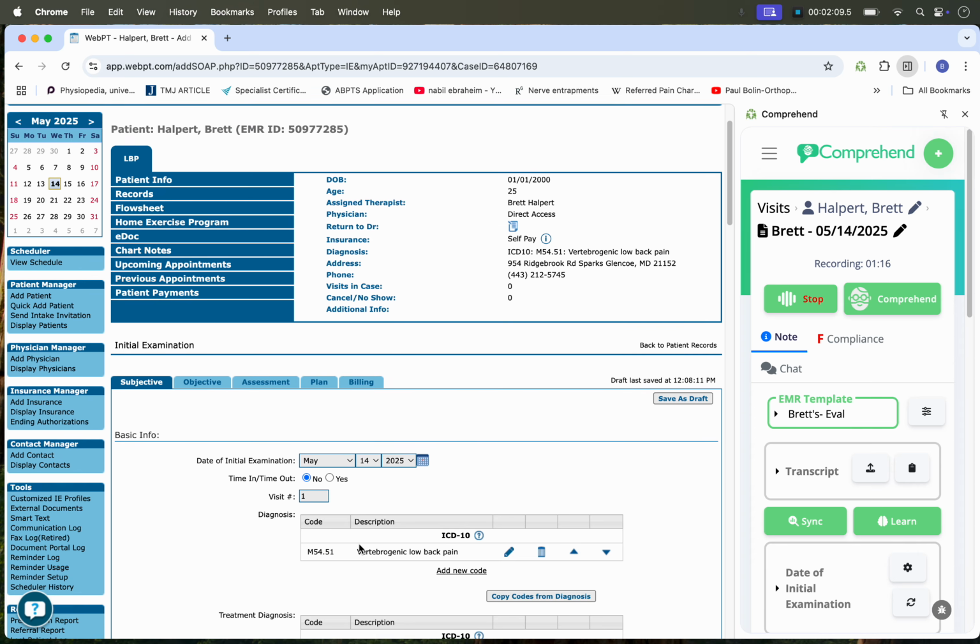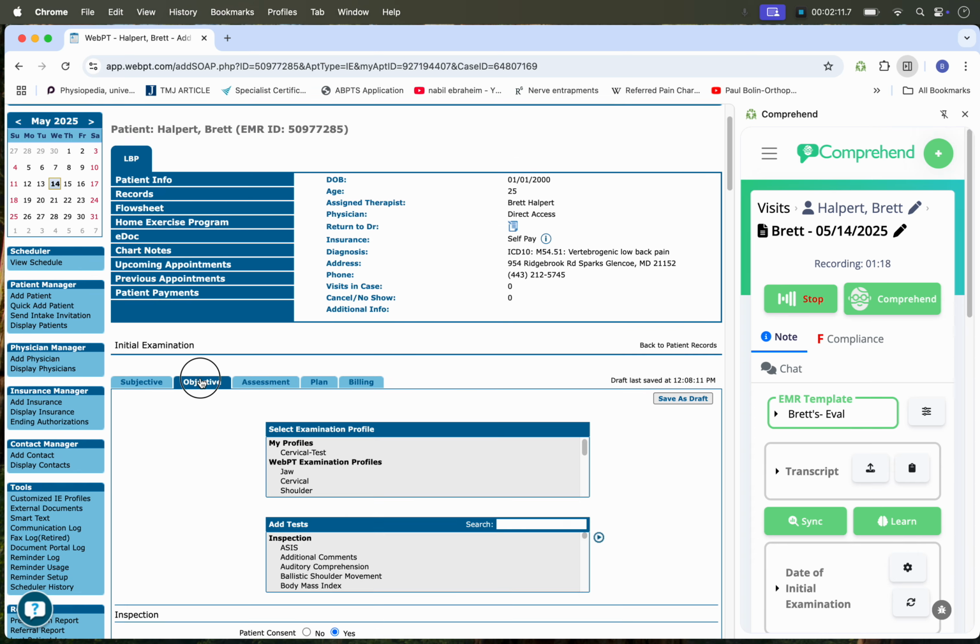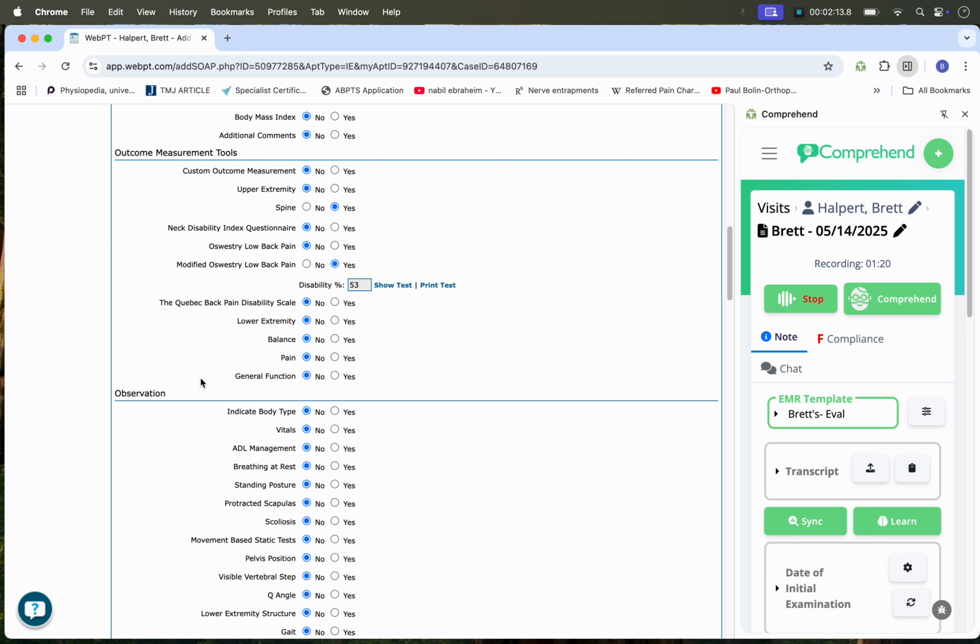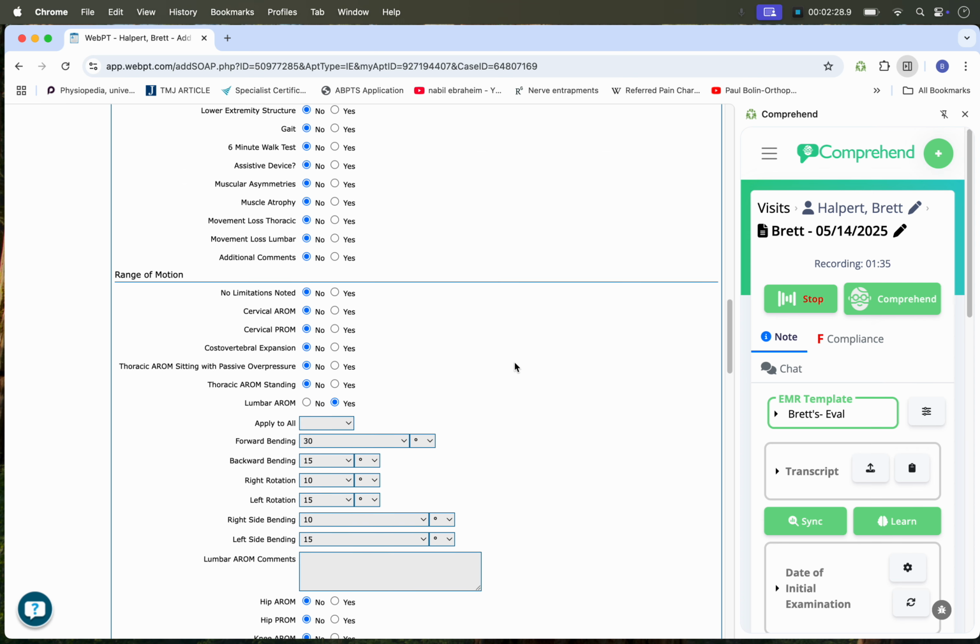The patient denies any symptoms in his leg. His modified Oswestry, O-S-W-E-S-T-R-Y, low back pain shows 53% disability. If it's a more complicated word, then I spell it out so that way it gets right in the system.